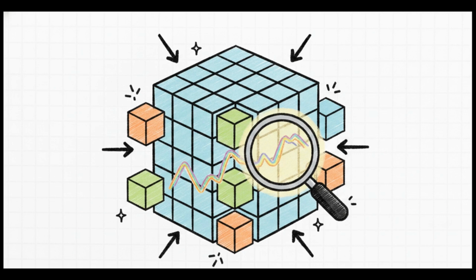This is the really fun part where we start slicing and dicing the data. We're looking at it from multiple angles all at once. Imagine analyzing sales by region, by quarter, and by a specific product line simultaneously. You start spotting trends that are literally invisible to the naked eye.